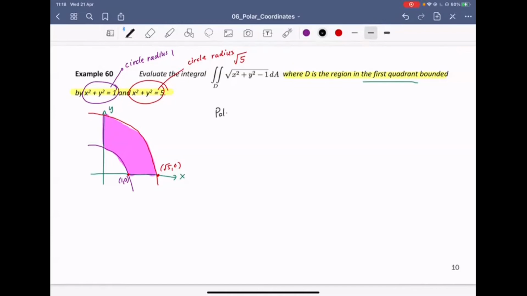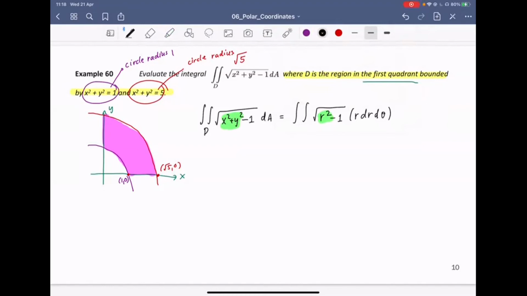In order to use polar coordinates, we're gonna set up the integral here. When you use polar coordinates, x squared plus y squared is going to be r squared. That's good. X squared plus y squared here turns into r squared, because this is how polar coordinates work. And then minus 1. And then dA, you're going to use r dr d theta now.